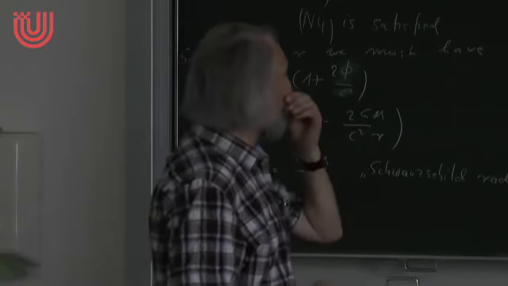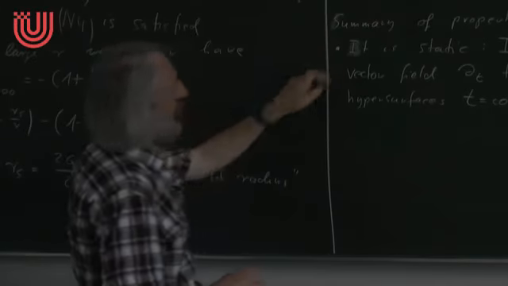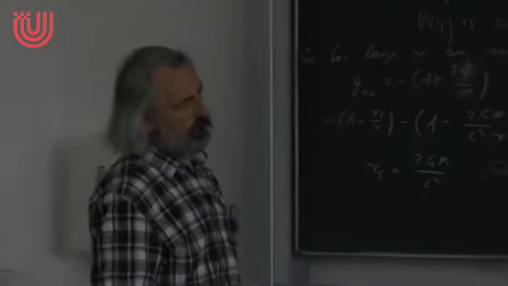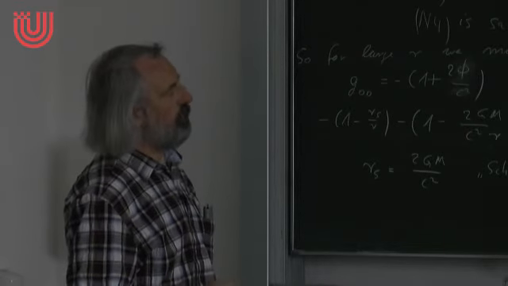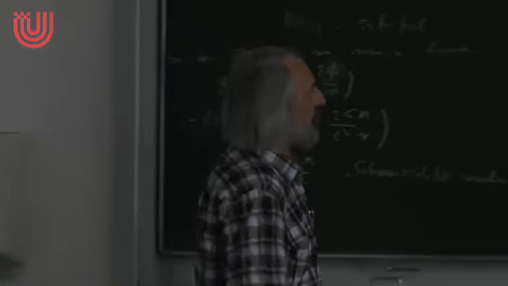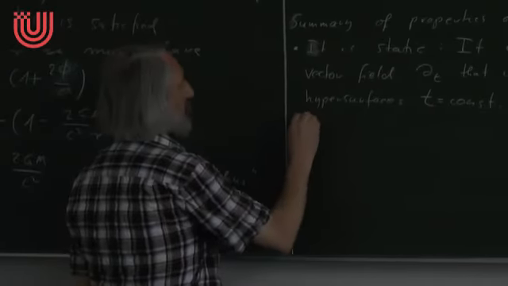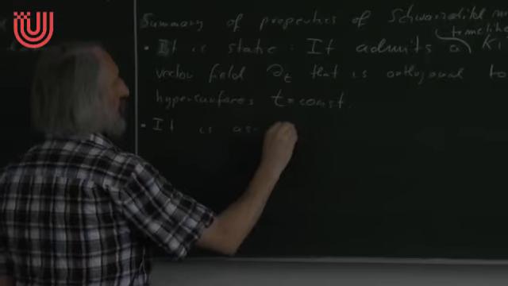So that was the first important observation. We get a static metric. And this comes out automatically from the assumption of spherical symmetry and the field equation. So every spherically symmetric solution of the vacuum field equation is static. That's the Birkhoff theorem. Second observation: it is what is called asymptotically flat.